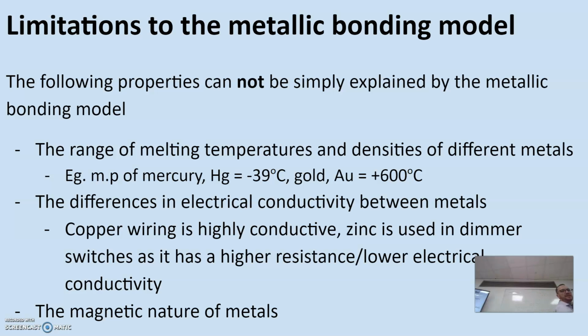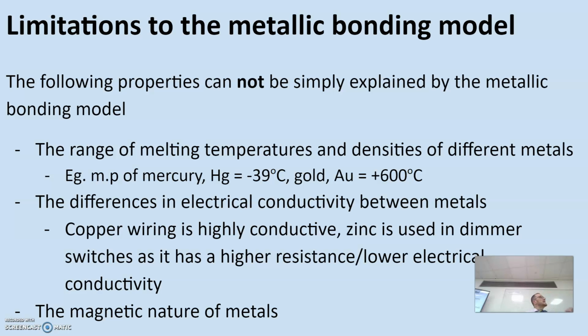Limitations of the model is that we can't use the model to explain the range of different melting temperatures and densities, right? We know that melting temperature is a sign of an increase in force of attraction between particles. Between, say, sodium and magnesium, we could slightly explain that. It's got a higher core charge, more electrons are in the sea, and therefore a stronger force of attraction there. But it doesn't explain things like mercury or the fact that gold is over 600 degrees.